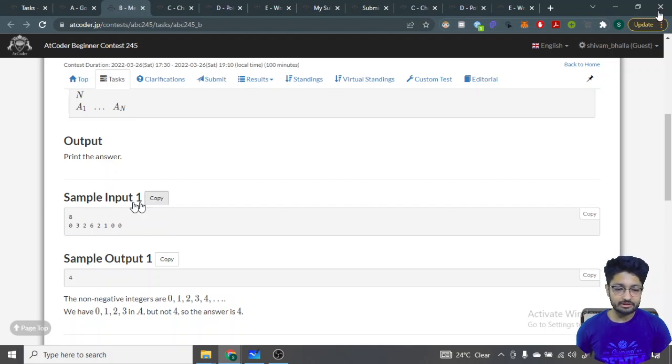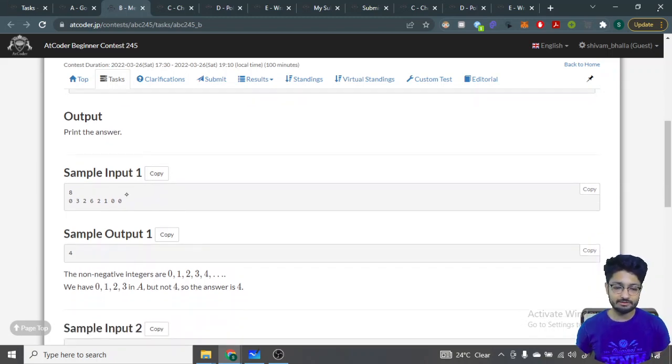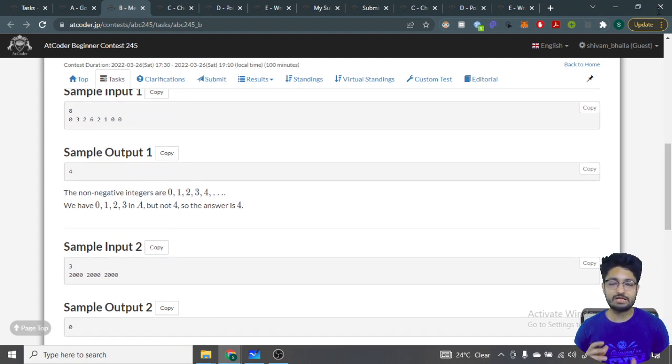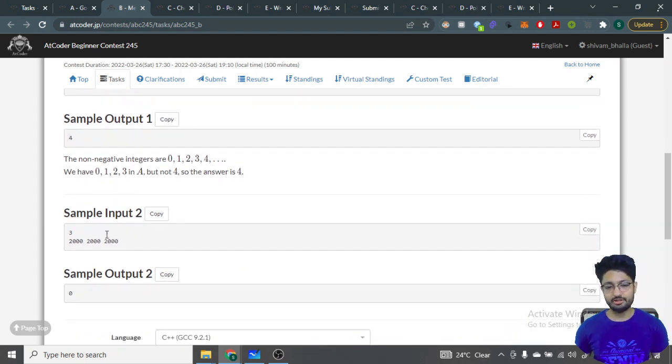As you can see, in the given numbers, 0 is present, 1 is present, 2 is present, 3 is present, 4. The smallest non-negative integer that is not present here, which you have to print, is 4. Similarly from here, we'll always start from 0. So 0 is not there, so the answer is 0.